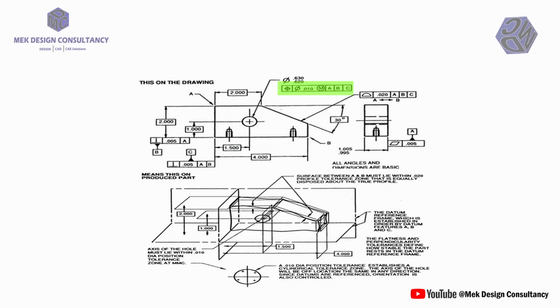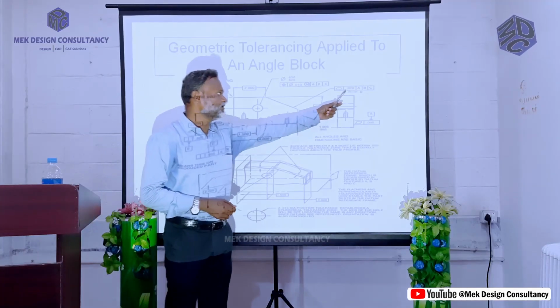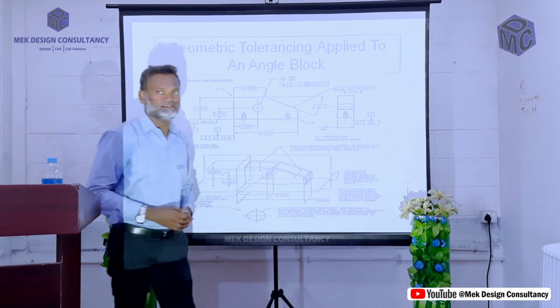Then we have three symbols called the primary, secondary and tertiary datum planes. Here you can see one of the profiles, represented like this, which is called the surface profile. The surface profile also consists of tolerances and datum planes.